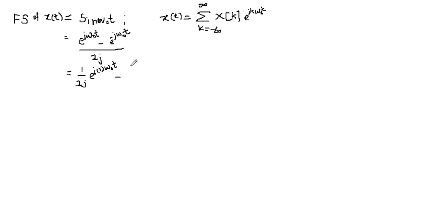And similarly, the second one becomes 1 divided by 2j, and this would be written as e raised to j. We need to write always the positive power, so let's take this as minus 1. We can write in this fashion. And as it is the standard signal, we don't have to compare, sine of omega naught t itself is given. Now we have written the signal expansion in this fashion.